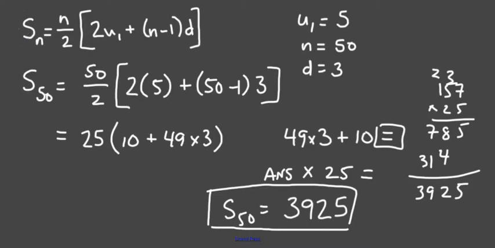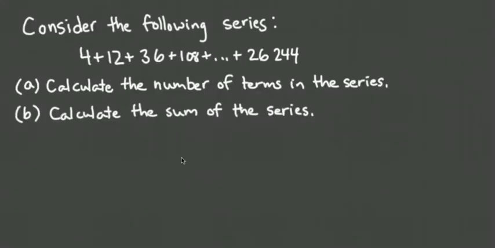Okay, let's look at another example. In this example, we're asked to consider a series. We don't know whether it's arithmetic or geometric at this point. We're just told 4 plus 12 plus 36 plus 108 plus a whole bunch of numbers plus 26,244. So we know our last term, but we don't know how many terms are in between. We don't know what n is. And actually, that's what we're asked to calculate first. Calculate the number of terms in the series, so that's our n equals something.